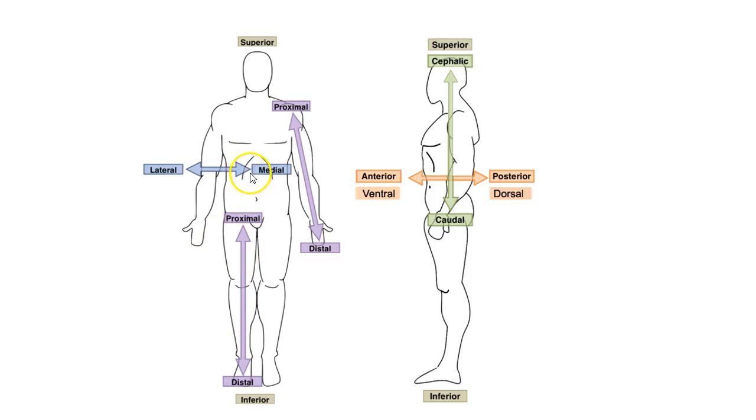So here, going to the outside would be lateral. Going towards the midline would be medial. On this area here, you can use cephalic and caudal, or cranial and caudal. Towards the head, caudal means tail. Anterior, posterior. Now, if you're just on this trunk region, you can use ventral and dorsal.